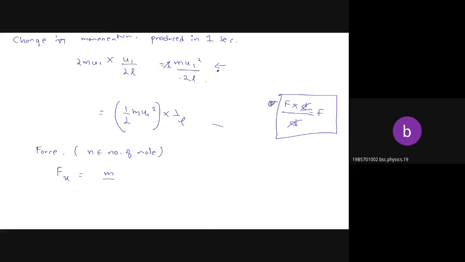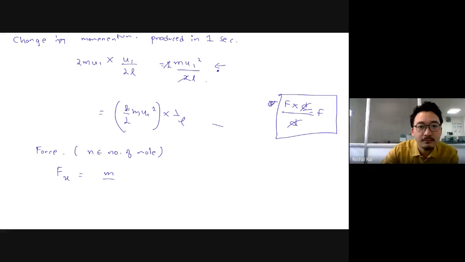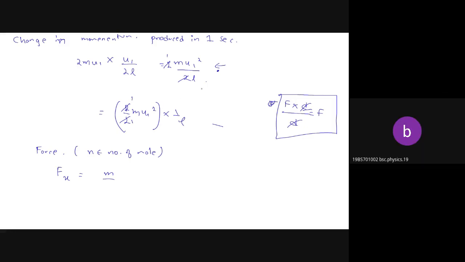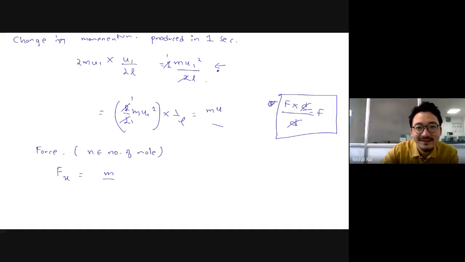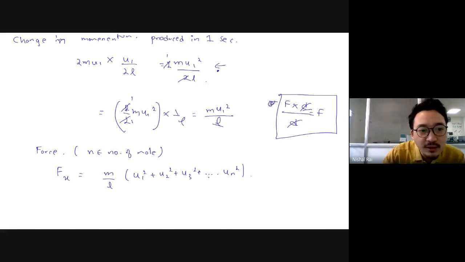Sir, these two should cancel, no? Is it clear now? Yes, sir. No, I think it's fine. It is m by L into u1 square plus u2 square plus u3 square plus so on till un square. So this will be the total force due to n number of molecules. This is only the x component, but is this point clear or not?